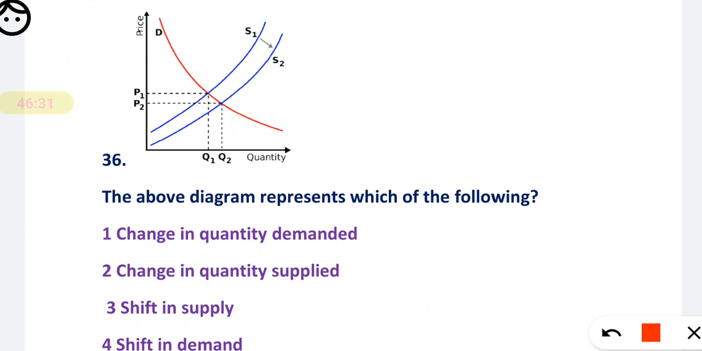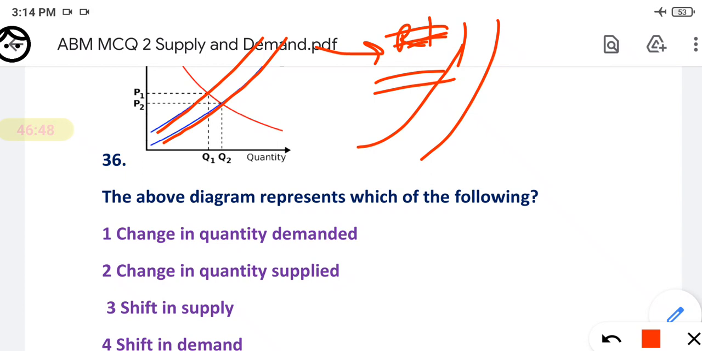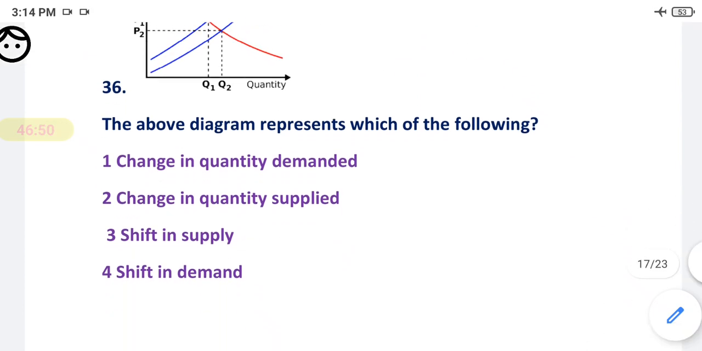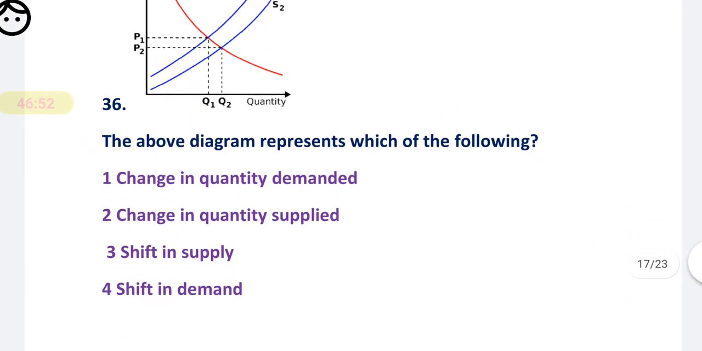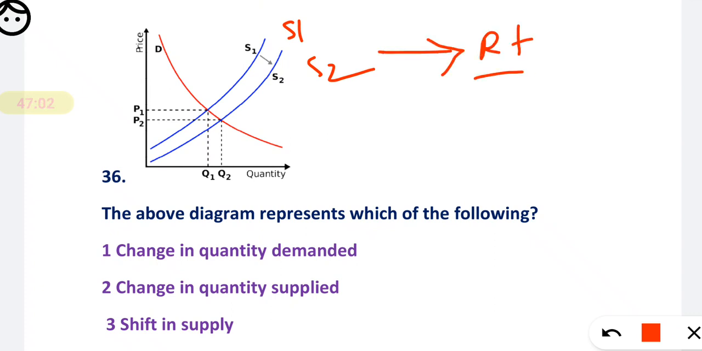See friends, this is very easy to recognize. I have told you the supply curve is upward sloping and it is moving from S1 to S2 on the right side. So definitely it is the supply curve. Here we can see two upward sloping curves, S1 and S2, and the curve is shifting from left to right. When there is a left to right shift, the supply will increase.